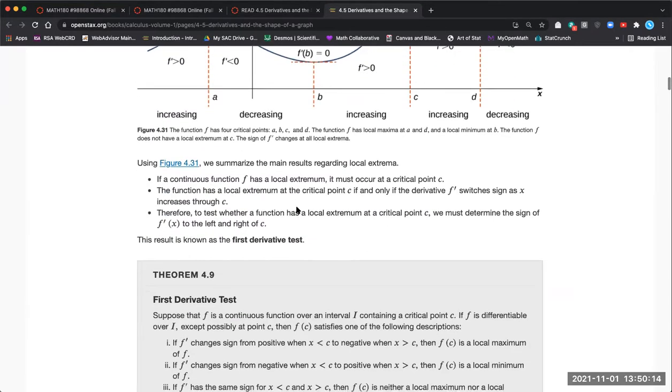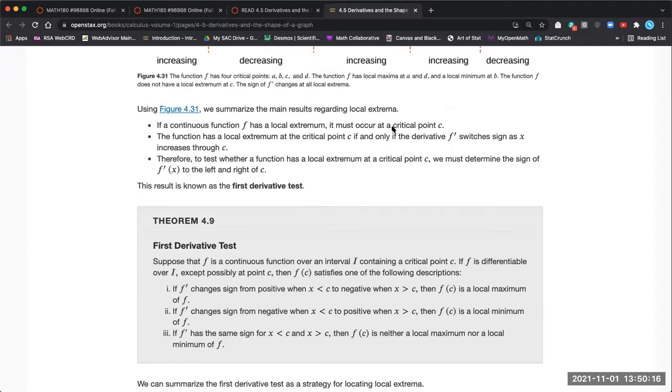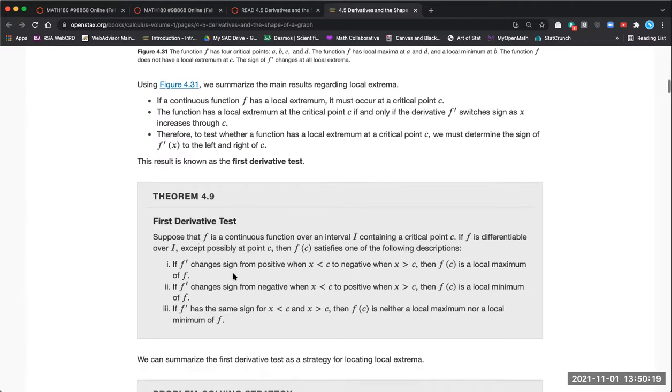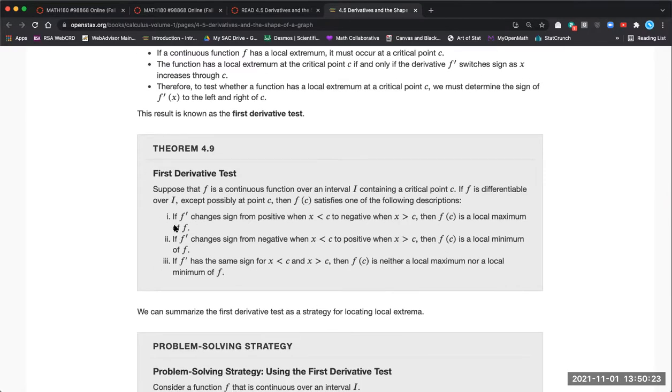Let's continue on. This leads us to summarize these results into the first derivative test. Here are our 3 descriptions that we want to be able to keep in mind as we look at the first derivative. If the first derivative changes sign from positive when x is less than c to negative when x is greater than c, then f of c is a local maximum.